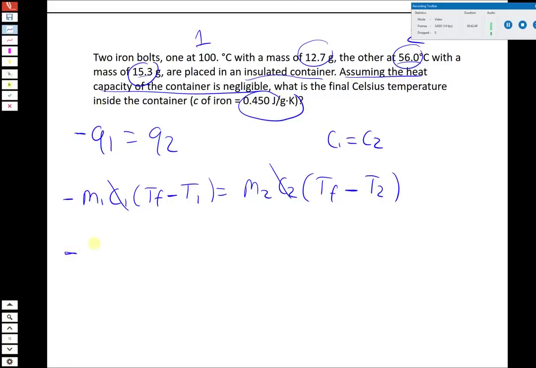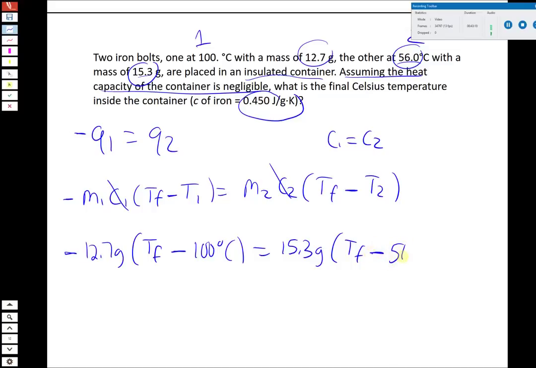So the first one has a mass of 12.7, and then its final temperature is what we're solving for. We're solving for the final temperature of both, which will be the same. And the initial temperature for the first one is 100 degrees Celsius. And that's going to be equal to the mass of the second one, which is 15.3. And then its final temperature, which is the same as the other one, once they're done transferring heat, they'll have the same temperature, and its initial temperature, which is 56 degrees Celsius.